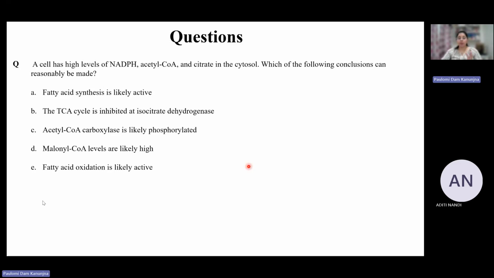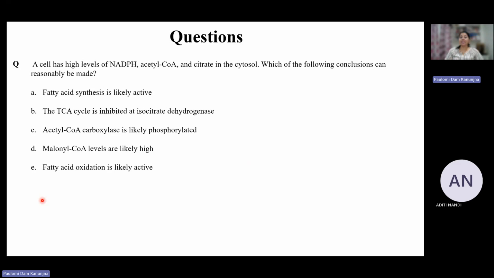So you can see it from the perspective of which metabolites are present. You have NADPH, you have acetyl coenzyme A, and you have citrate. And these are all part of different pathways, like TCA is there, your fatty acid synthesis is there. And you can connect all of these pathways. You can see which one is happening.